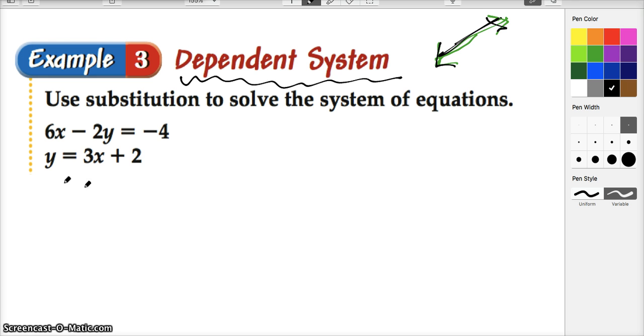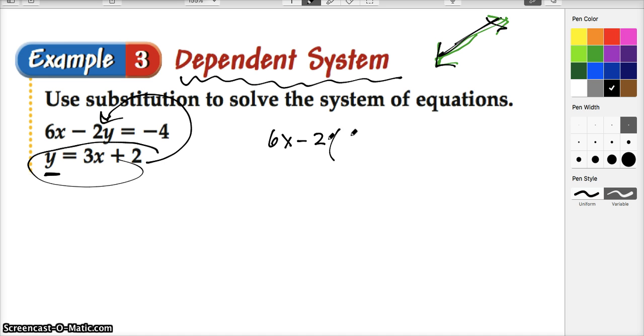Let's see what happens when we plug one equation in for another. So we're doing the substitution method. Y, thankfully, is solved for. So I'm going to take that value and tuck it into this other equation. So I get 6x minus 2 times, what's y again? Y is equal to 3x plus 2, which is equal to negative 4.